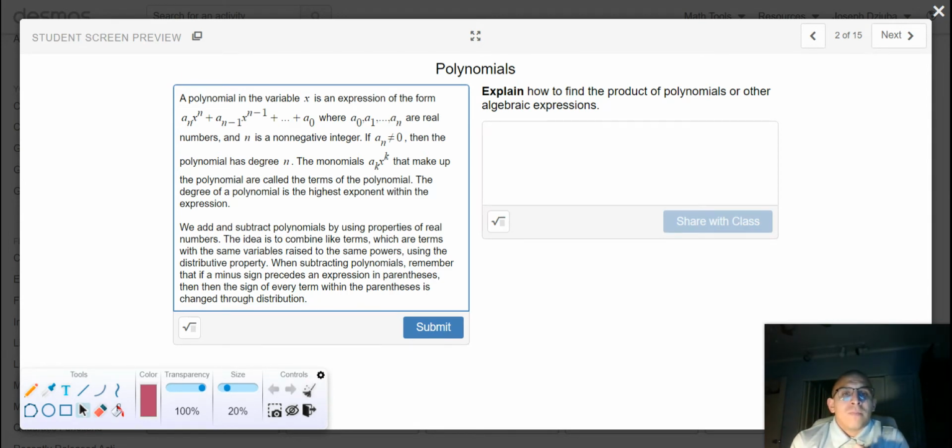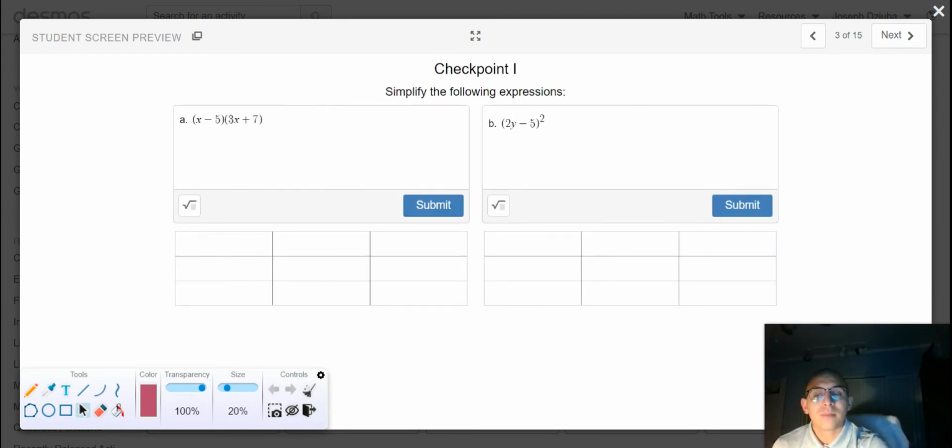So very quick, after you get that jotted into your activity, explain how to find the product of polynomials or other algebraic expressions. What do you know, or what can you recall from your time in Algebra 1, Geometry, and Algebra 2 regarding multiplying polynomial expressions, because here we finally arrive at the area model.